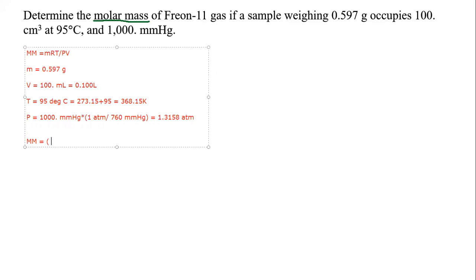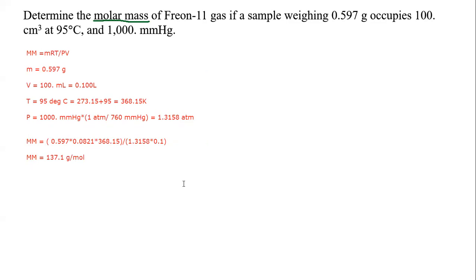So now that we have everything in the right units, we can plug it in and solve for the molar mass of a gas. Now you don't have to memorize the ideal gas constant. It'll be provided for you on an exam. You just need to know how to use the ideal gas constant in the equation. And again, this is going to be units of grams per mole. And we get a molar mass of 137.1 grams per mole.